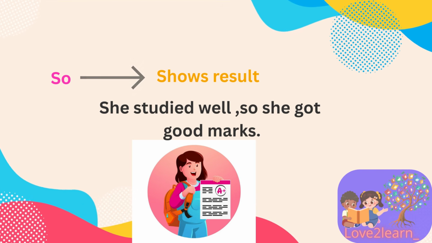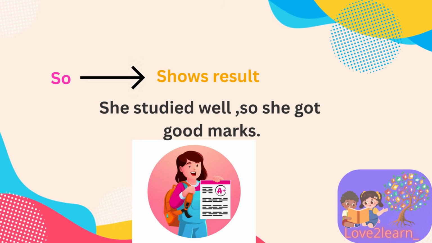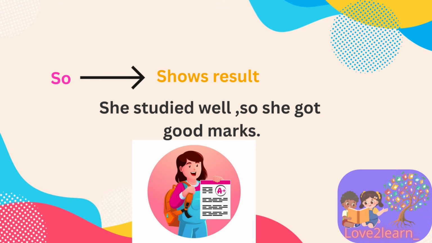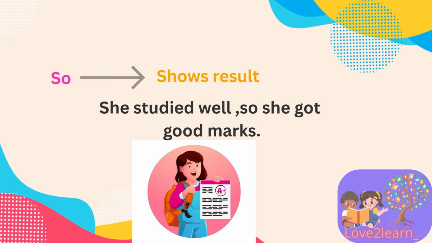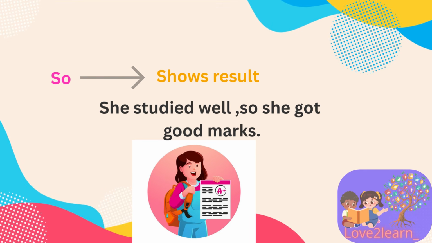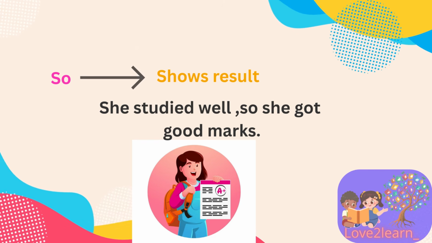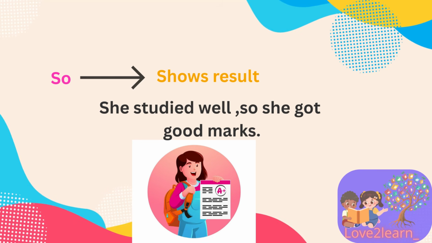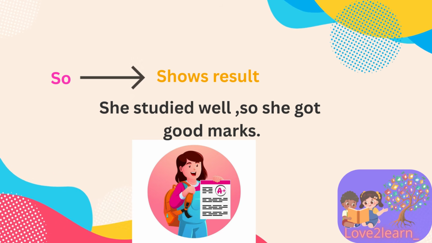Next conjunction, so, which shows result in a sentence. You can use so to join sentences. Example: she studied well, so she got good marks. In this you can see she studied well, and as a result she got good marks. So we are using so to join these two sentences. She studied well, so she got good marks.